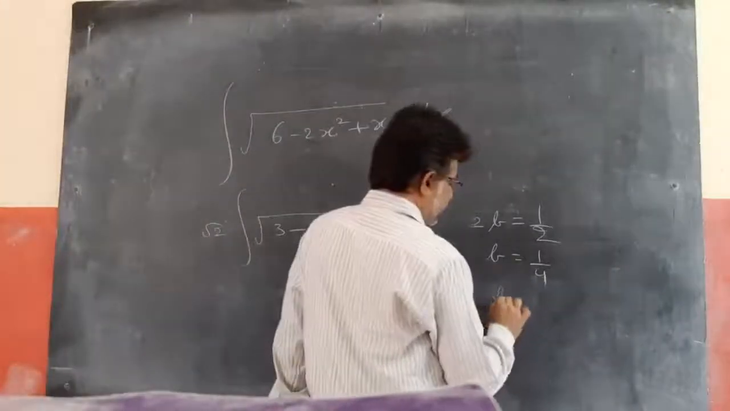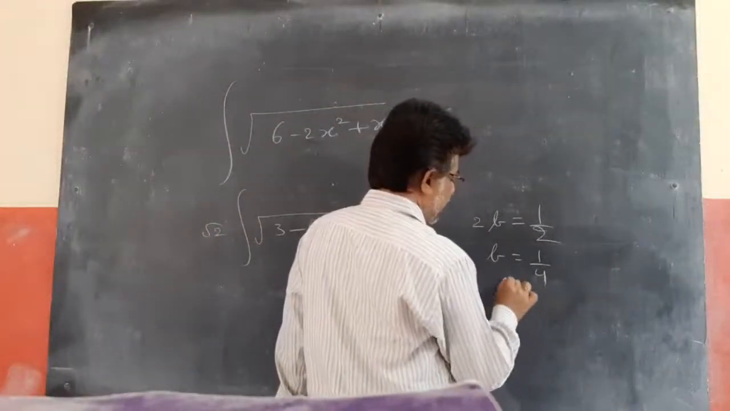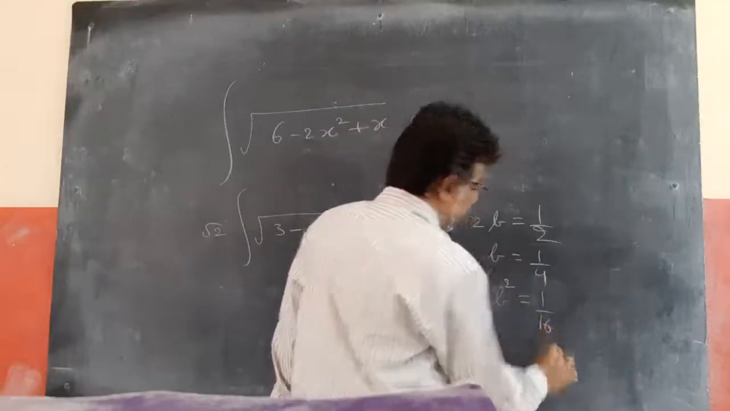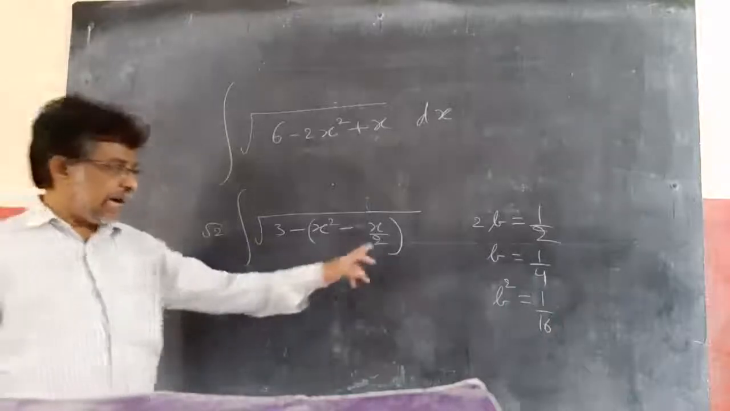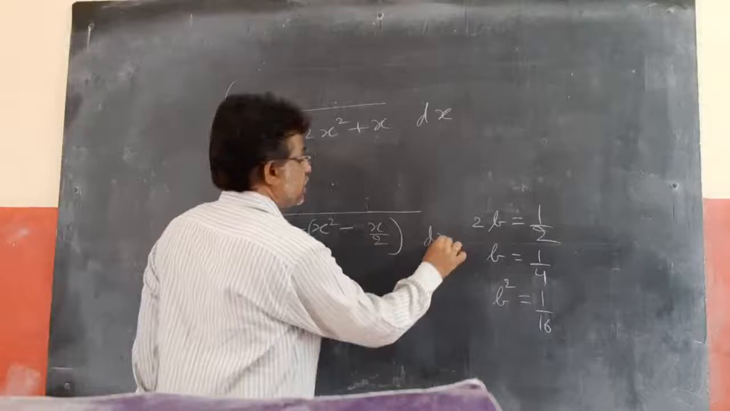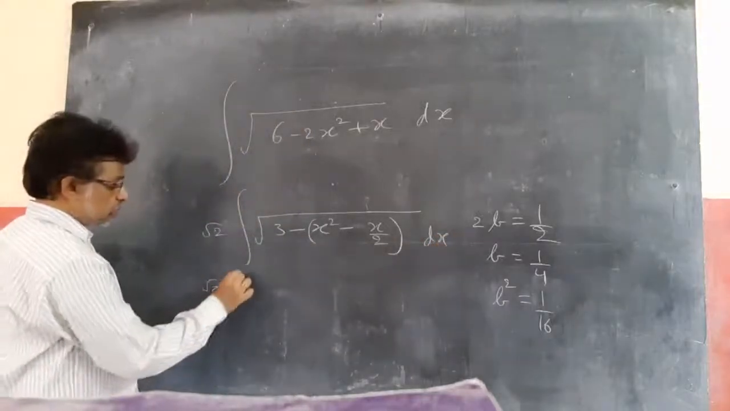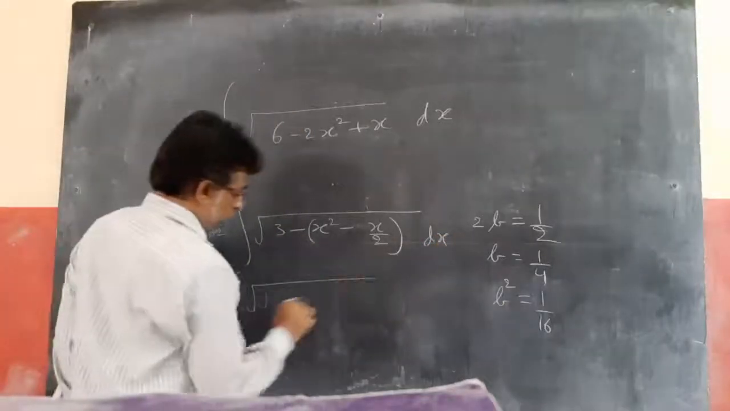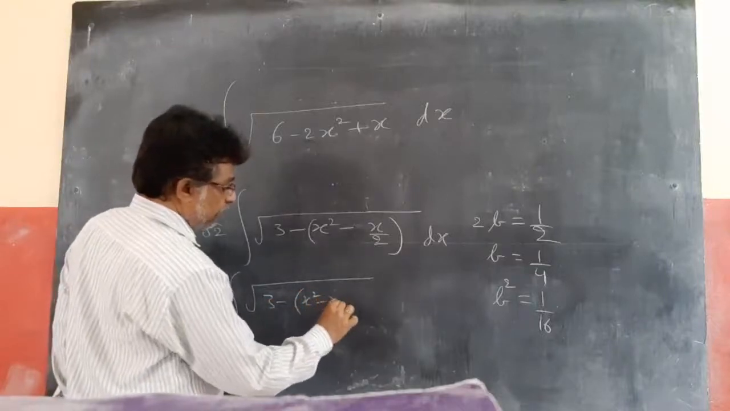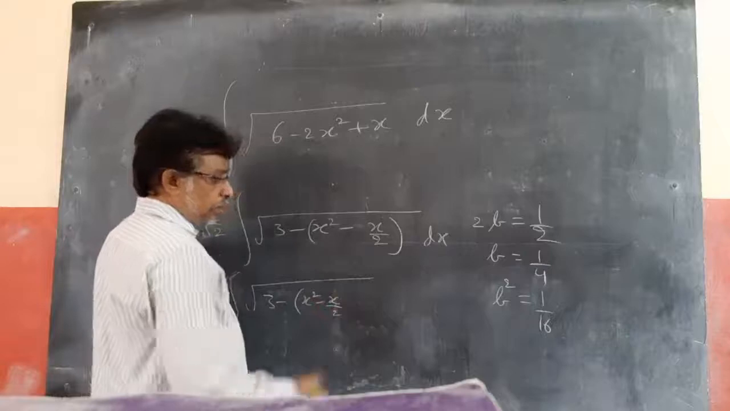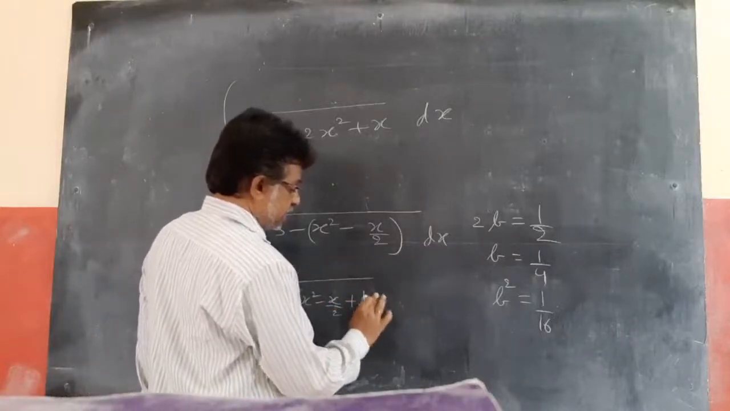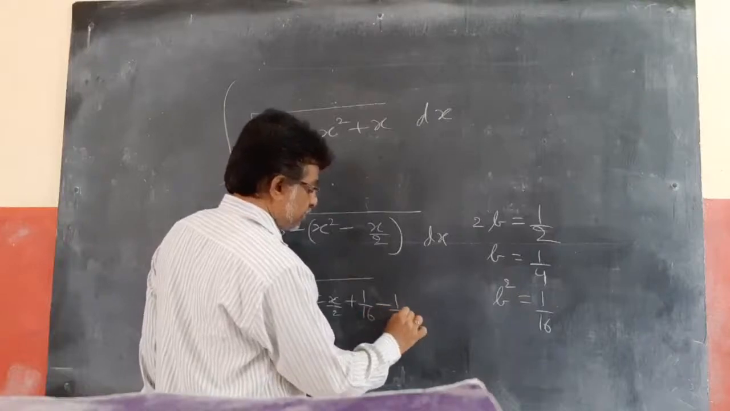Now always add b square and subtract b square, I told. Squaring on both sides gives you b square. b square is 1 by 16. So add 1 by 16, subtract 1 by 16. Then it becomes completing square. So root 2 into root of 3 minus of x square minus x by 2 plus 1 by 16 minus 1 by 16.